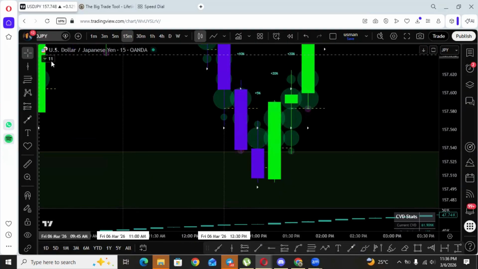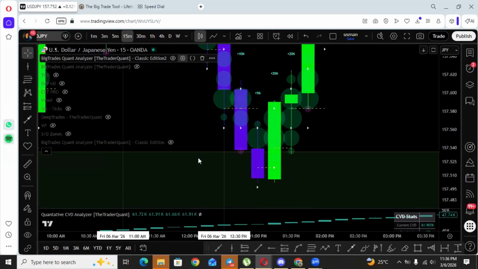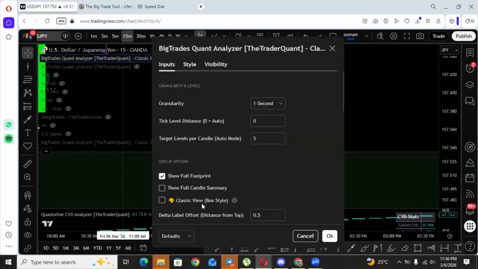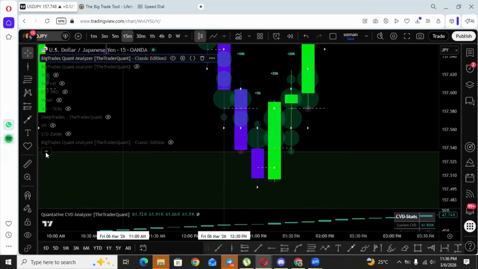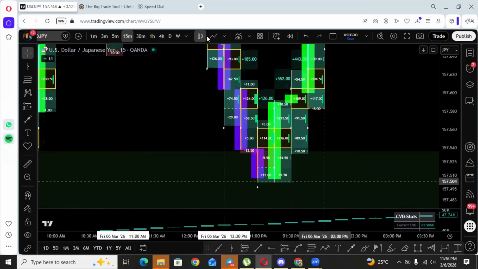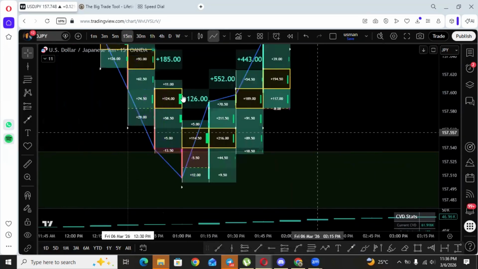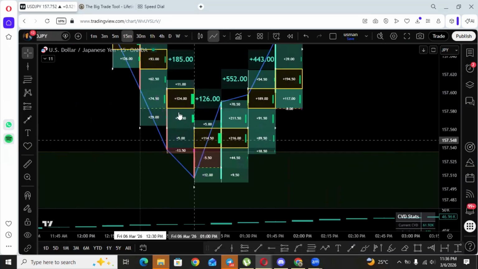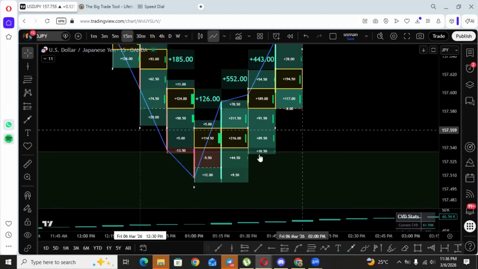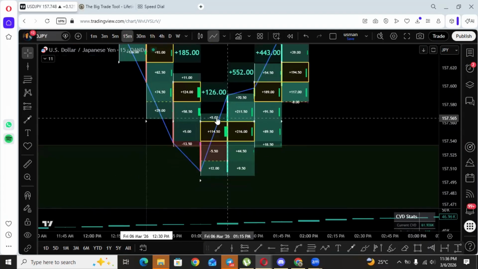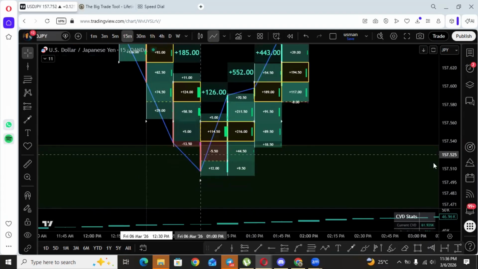Let's see the footprint, if you are not satisfied yet. Let's see what is happening behind these sell candles. Behind this sell candle, you can see a lot of buying imbalances. There is no sell imbalance. Delta is 185 when price taps this area. Again in the next candle, look at the imbalance.